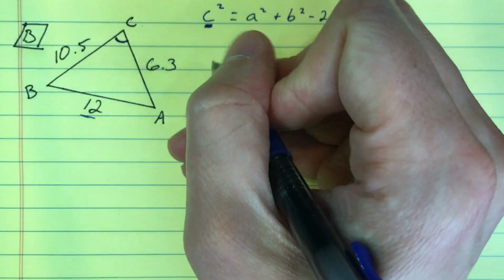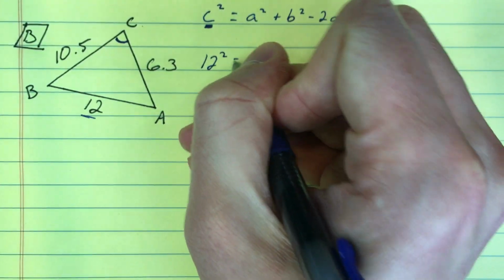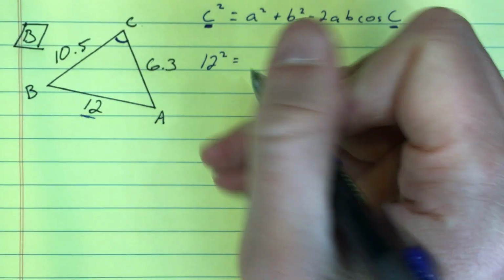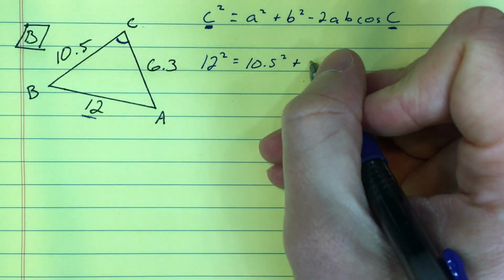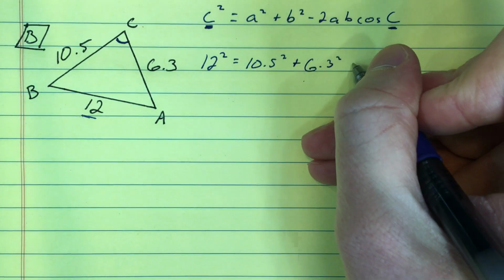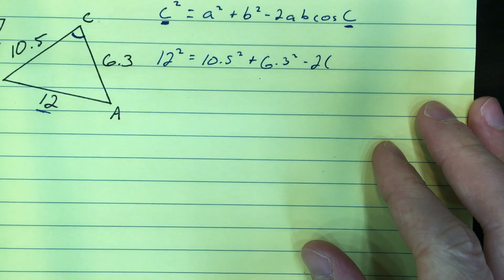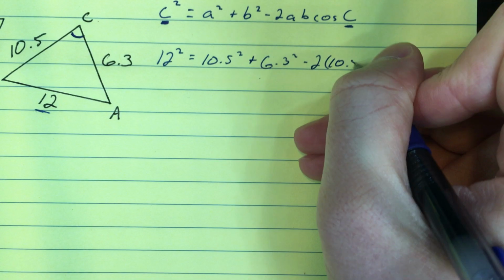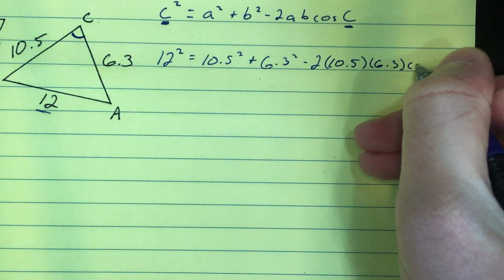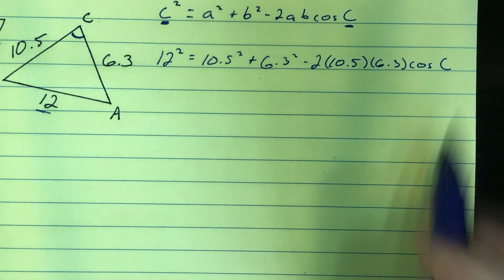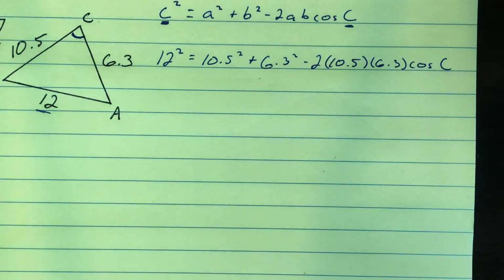So let's go with 12 squared equals a squared, so 10.5 squared, plus b squared, 6.3 squared, minus 2 times 10.5 times 6.3 times cosine, and this is what we don't know, angle C. So we leave that as our unknown quantity. All right, now we need to rearrange this equation for angle C.